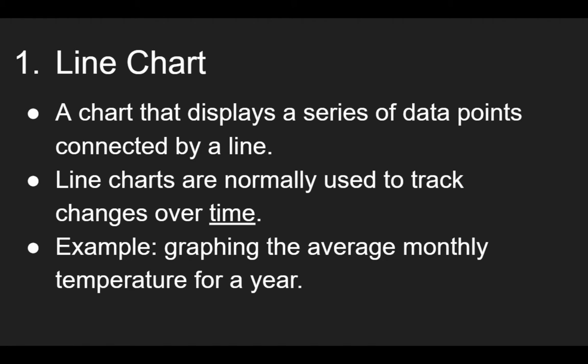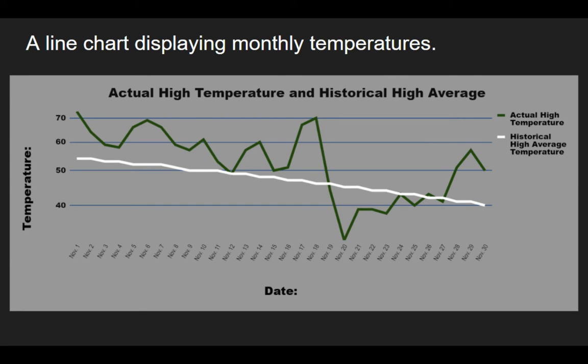A line chart displays a series of data points connected by a line. Line charts are normally used to track changes over time. An example of a time when you'd use a line chart is if you are graphing the average monthly temperature for a year. In this line chart, you'll see we have the actual high temperature and historical high average temperature for the month of November.